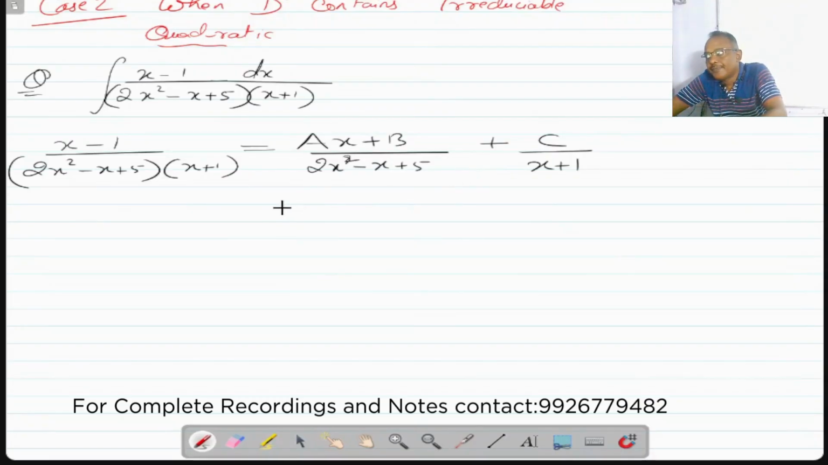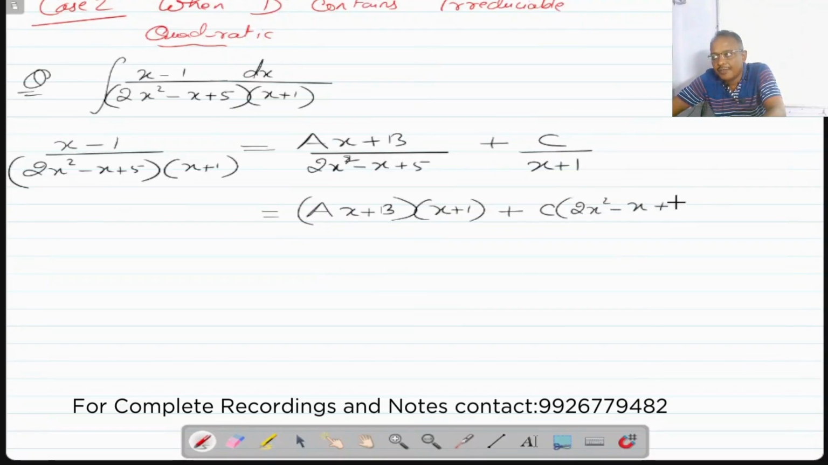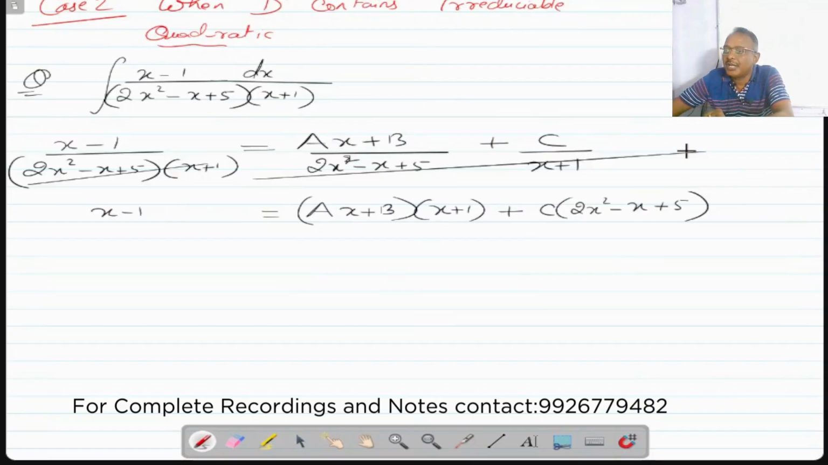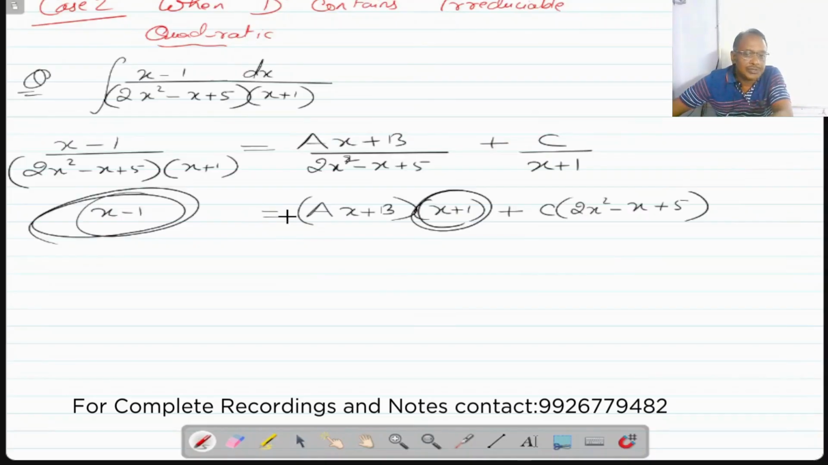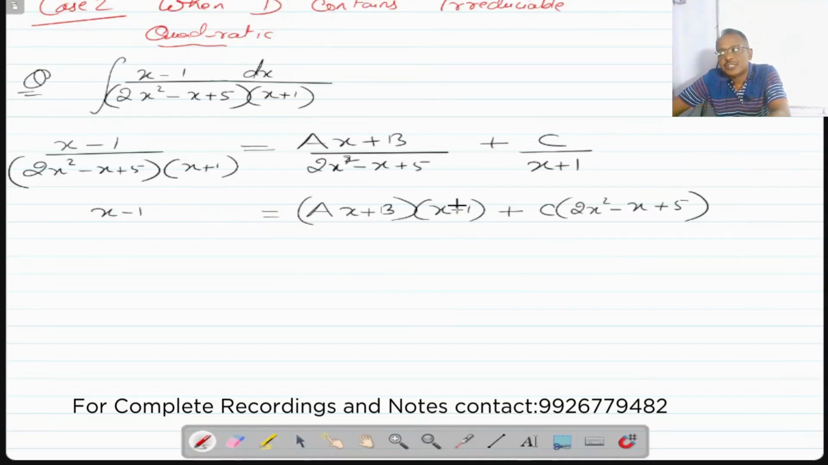Take an LCM. So what is the LCM now? (ax plus b) times (x plus 1) and c times (2x square minus x plus 5) is equal to 3x minus 1. बेटा दोनों का LCM मैंने काट दिया, चलेगा? ठीक है. First and foremost इसको एक चांस देते हैं, इसको चांस दे के कोई मतलब नहीं है. इसको चांस दो, x plus 1 equal to 0. What do I get? x as minus 1.